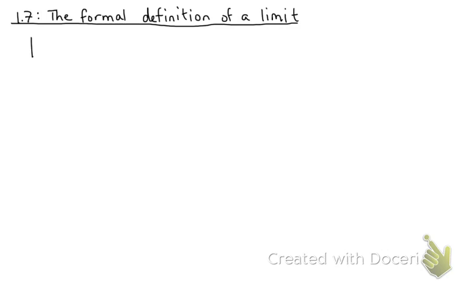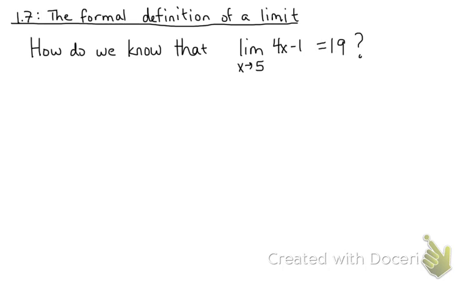So, here's the deal. How do we even know that a limit is what we say it is? For example, the limit of 4x minus 1 as x approaches 5. Now, we can all look at that and go, well, when x is close to 5, 4x minus 1 is close to 20 minus 1, which is 19. Great. But these terms like close to and approaches are kind of vague, right? So far, we don't really know that the limit is 19. We just sort of think it is.